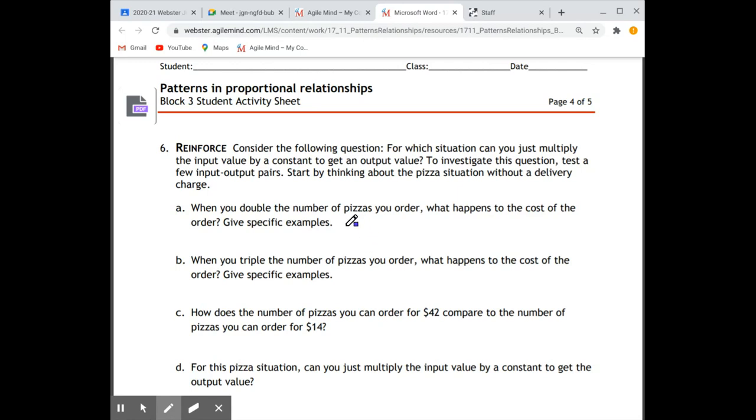By the same thing. By 2. 2 times 7 equals what? 14. All right. And that is the one where we just input the value and we multiply it by the constant to get our output. So this would be the input, this is our constant, and this is our output. So that is the number of pizzas, the cost per pizza equals the total cost.